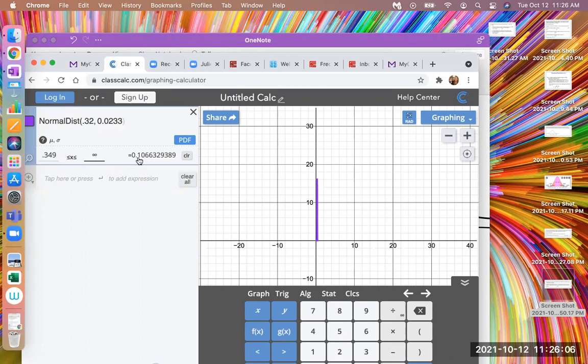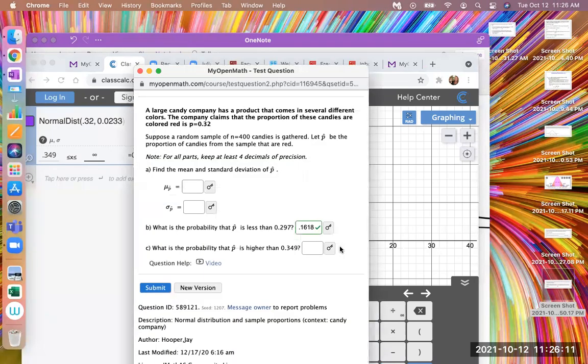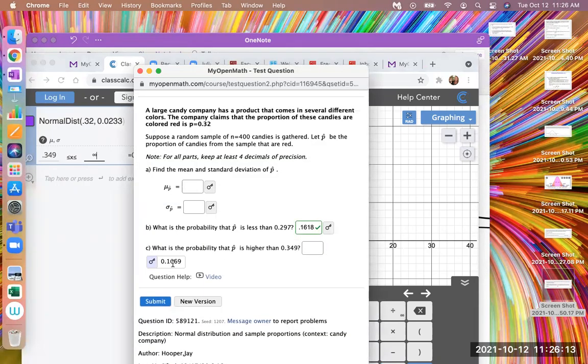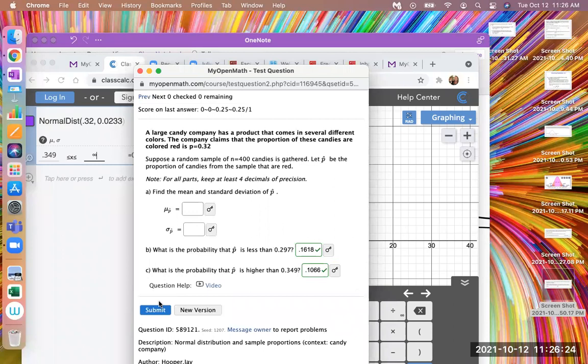But the answer here is 0.1066. Let's see if they accept the 0.1066. And they should, even though they're 1 decimal away from us, but it's still good.